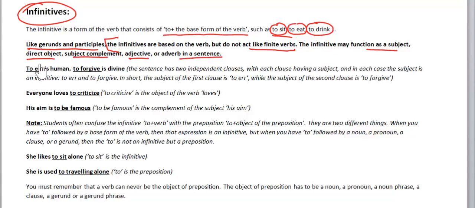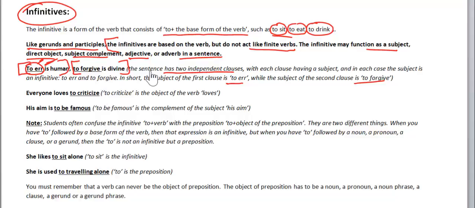Look at this now. To err is human, to forgive is divine. The sentence has two independent clauses. The first independent clause is to err is human. The second independent clause is to forgive is divine, with each clause having a subject. And in each case, the subject is an infinitive. To err is the subject for the first clause. To err is human. What is human? To err is human. So basically, is the verb, and the subject of this verb is to err. In short, the subject of the first clause is to err, while the subject of the second clause is to forgive. So, to do good to others is a very good thing.